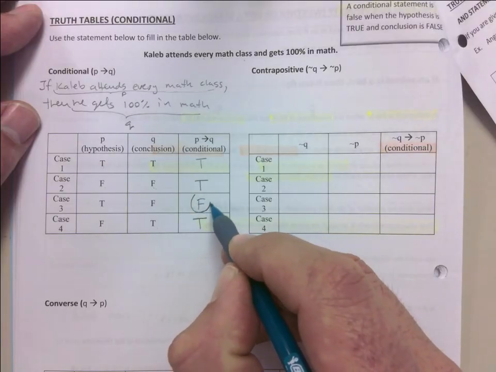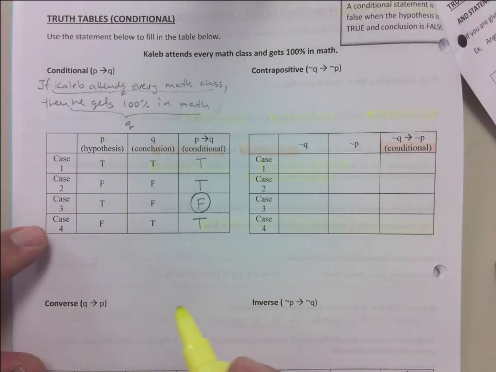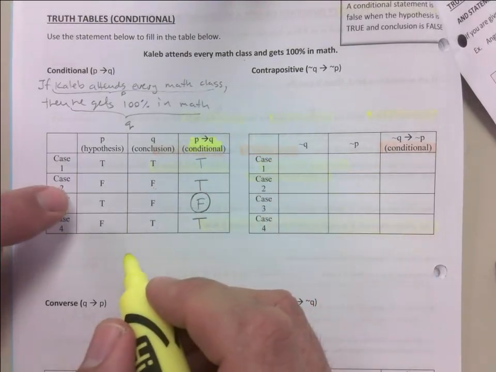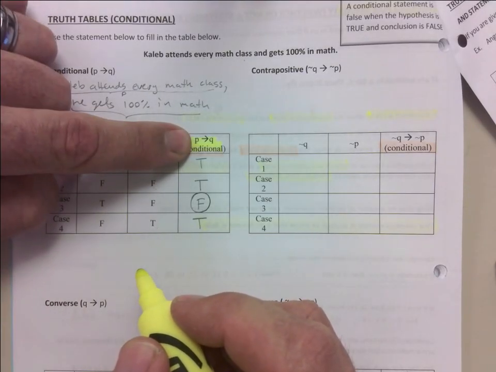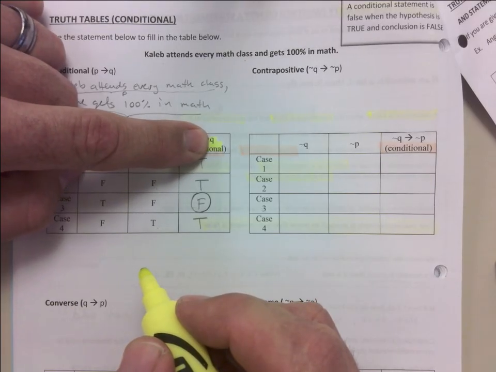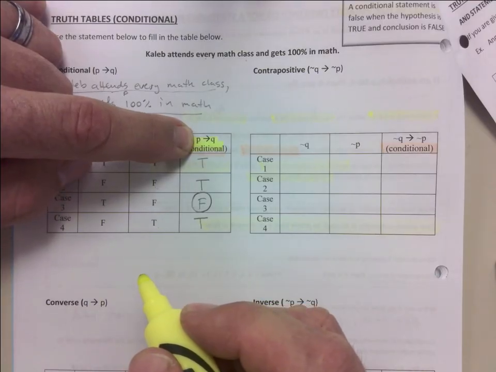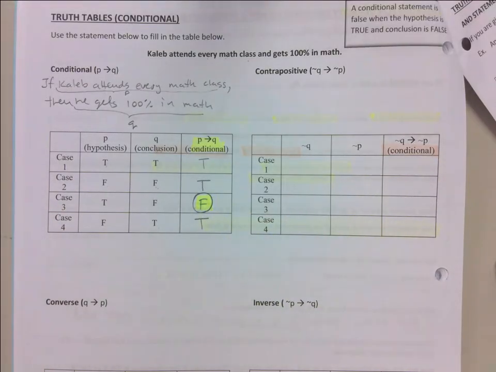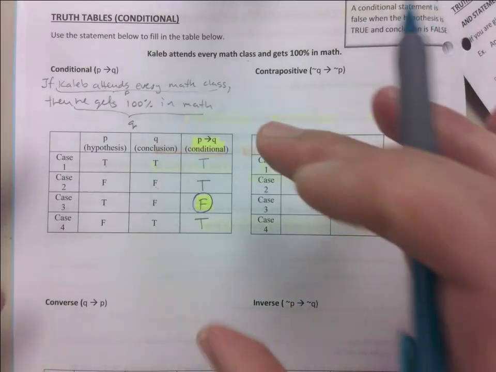So I want you to circle or highlight the row, the case where a conditional statement is false, right? It's when P is true and Q is false. So when the arrow goes from P to Q and it goes from a true part to a false part, you have a false statement, okay? And that's like the main starting point here.